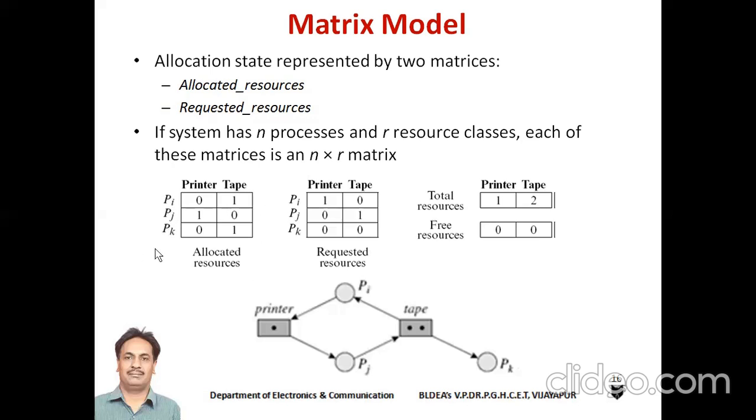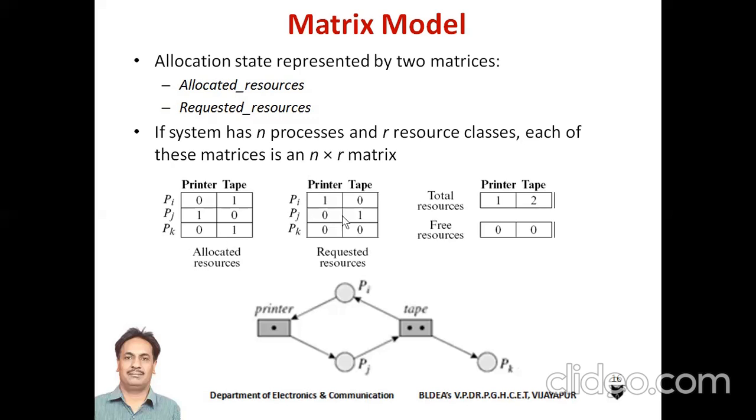Now this matrix indicates that the process Pi is allocated 0 printers, meaning no printers are allocated to Pi. However, Pi is allocated one tape drive. The first row indicates that the process Pi is allocated 0 printers and one tape drive. Similarly, the process Pj is allocated one printer and 0 tape drives. And process Pk, if you look at this example, is allocated 0 printers and one tape drive. This is how we represent information about allocated resources to the different processes. This particular matrix we call the allocated resources matrix.